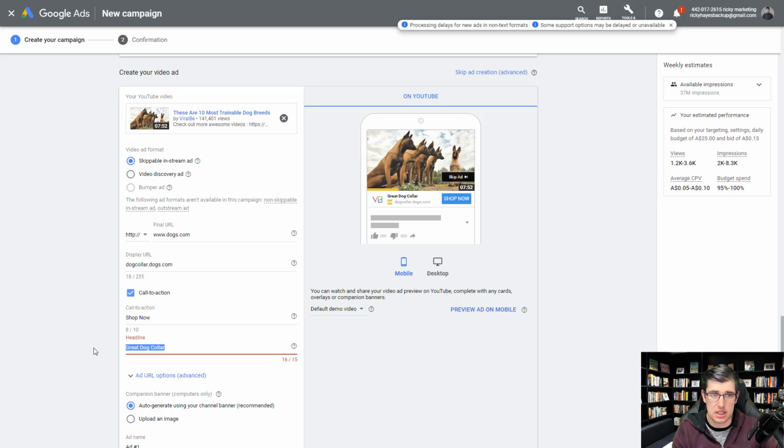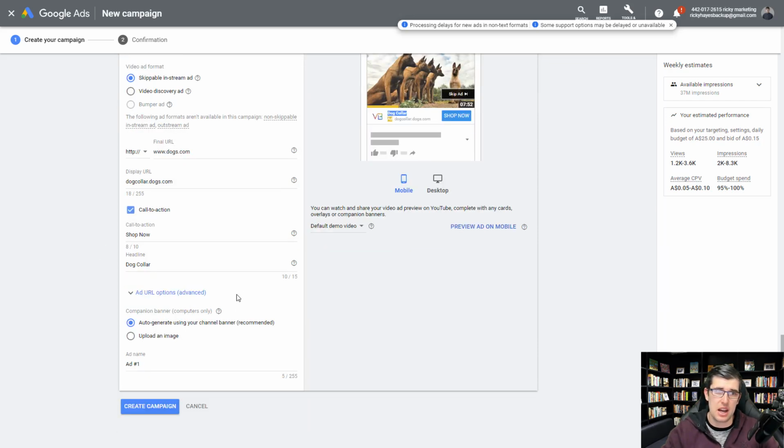Dog collar. You have to be a bit creative because you only got 15 characters as a whole, so you have to think about it deeply, and you'll have to sit there because the headline's really important along with your call to action. Okay, and then I just leave auto generate from YouTube banner, and you want to call it hook video 1. Okay, so if you have multiple videos, just use 1, 2, 3, 4, 5, 6, 7, 8, 9, 10.